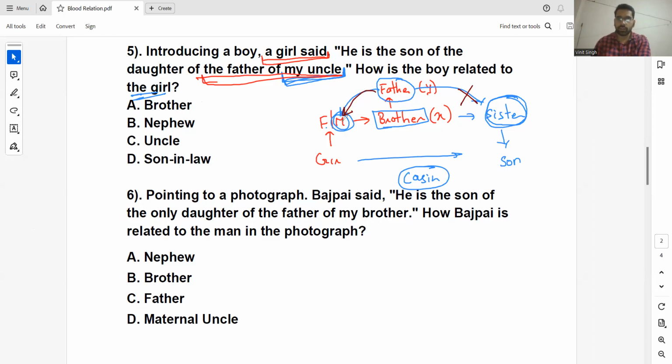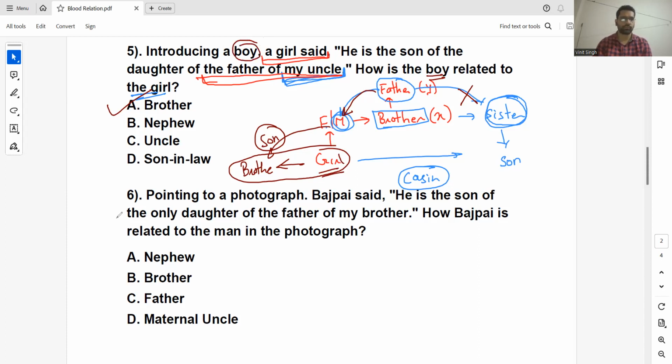It is the daughter of the father and there is a girl. Girl's brother. Yeah, son of that mother. So these two will be siblings and that particular boy will be a brother of that girl. That boy will be a brother.